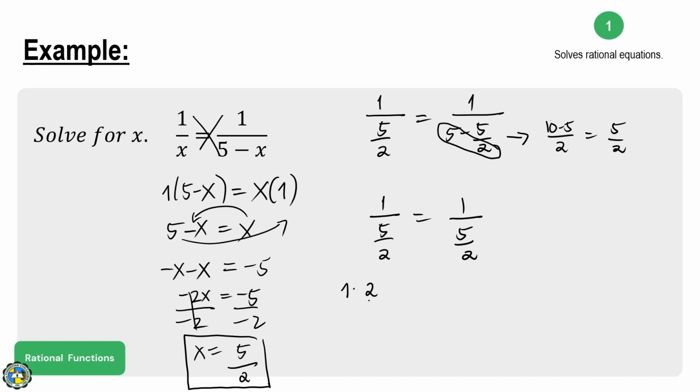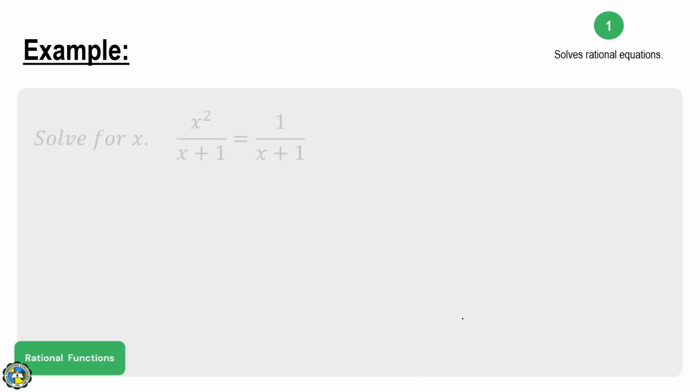So, 1 times 2/5 equals 1 times 2/5. And therefore, our final answer will be 2/5 is equal to 2/5. So, 5 halves is the correct value for us to verify that the equations are both equal po. Proceed tayo to another example.